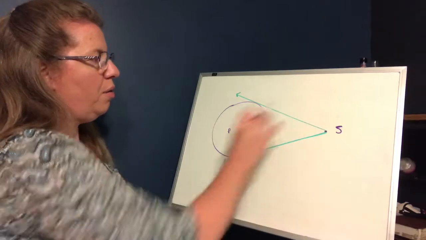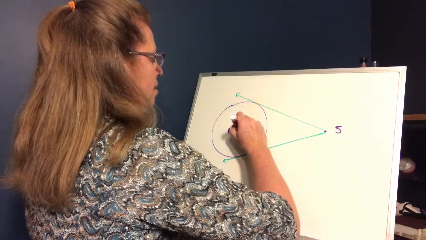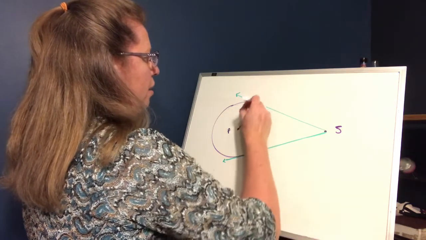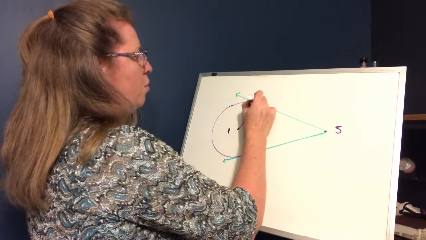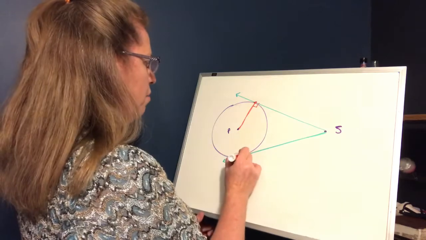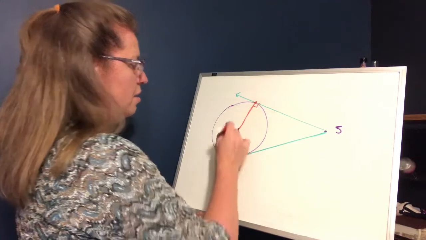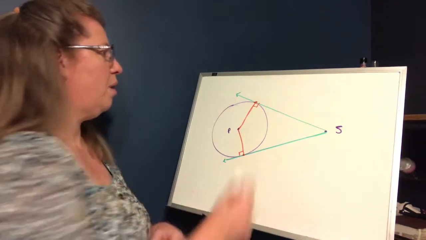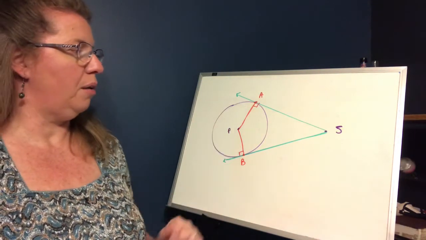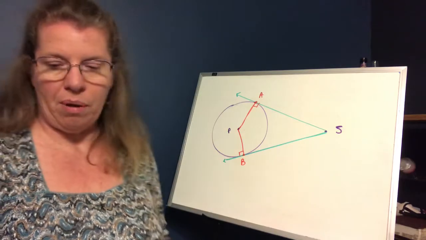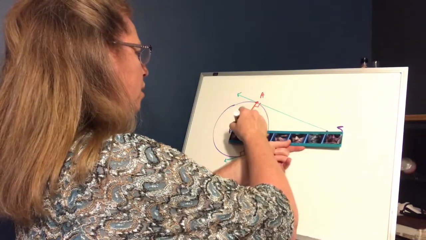Okay, since we know that these are both tangent points, we have two tangents from the point S. We know that the radius from this point to that tangent point is going to be perpendicular, and the same thing here. The radius from the center to the other tangent point, we call them A and B. We know that they are perpendicular, and if we draw a line from the center to my external point here.